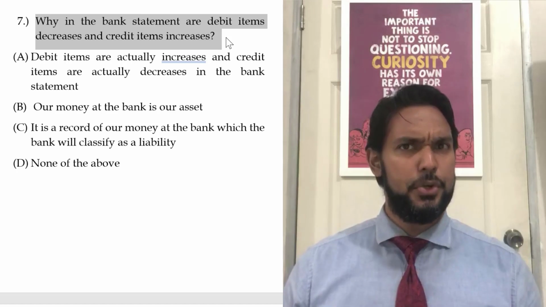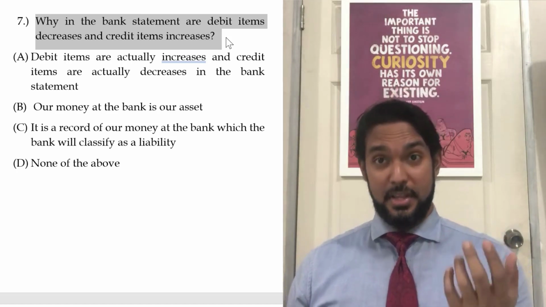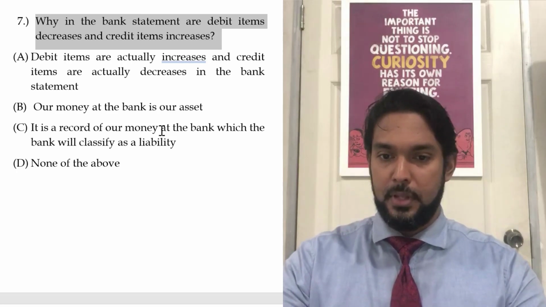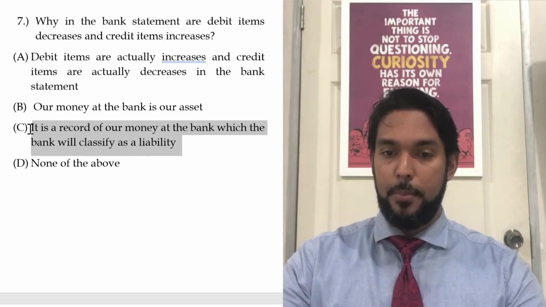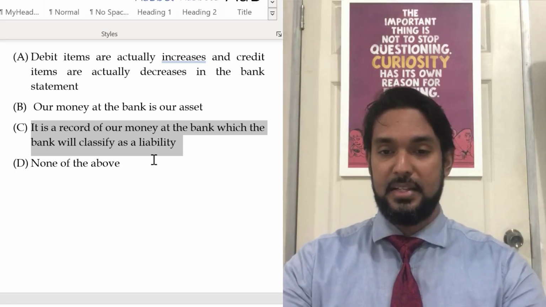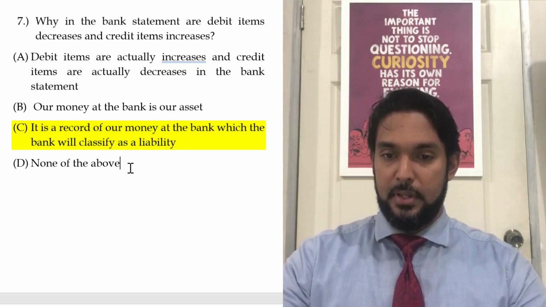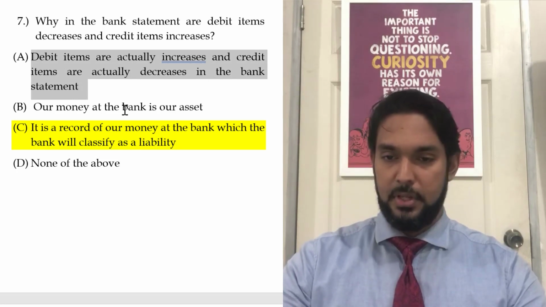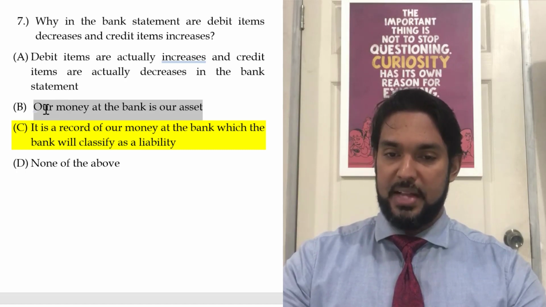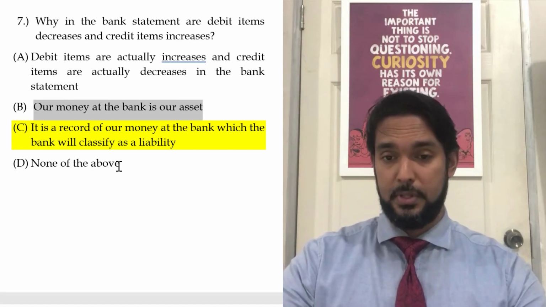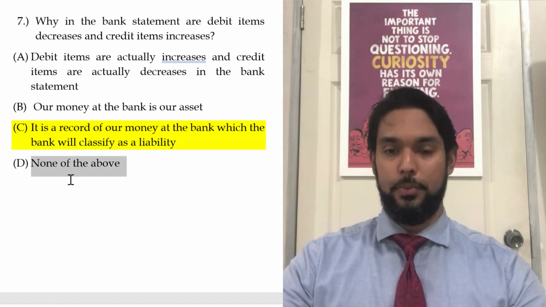Our money at the bank is the bank's liability. And what are your double entry rules for liabilities? Credit to increase, debit to decrease. So that's what we're going to look for. It is a record of our money at the bank, which the bank will classify as a liability. All right, so what? Debit items are actually increases and credit items are actually decreases. No. Our money at the bank is our asset. That is correct. That is perfectly true, but that doesn't answer the question. None of the above. Well, no.